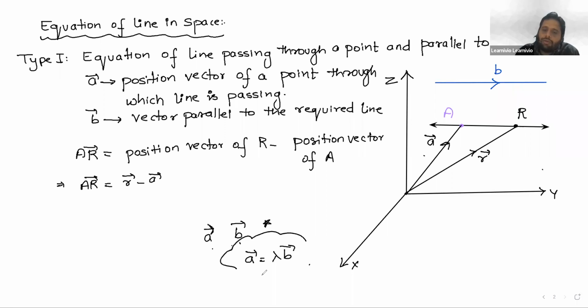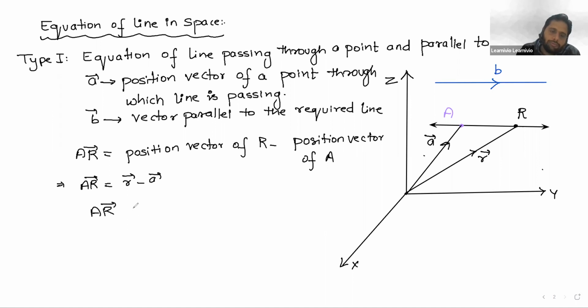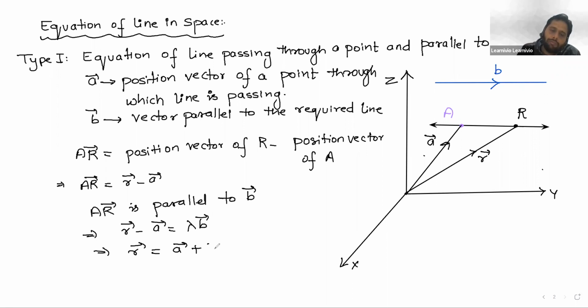When we were doing the collinearity of points, we did this formula also. A is equal to lambda times B. Always remember, if two vectors are collinear, then A is equal to lambda times B. Parallel or anti-parallel, both are collinear. AR is parallel to B. So this implies R minus A is equal to lambda times B. So R is equal to A plus lambda B.